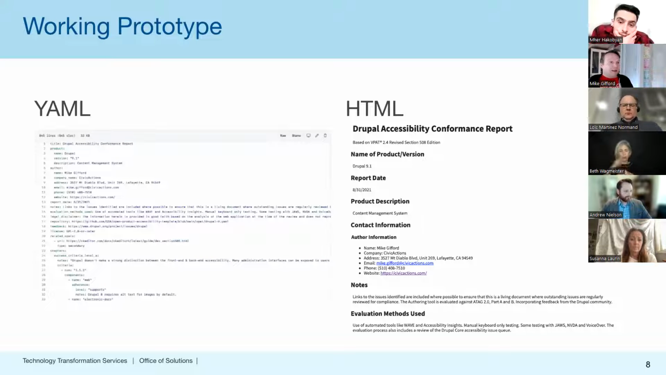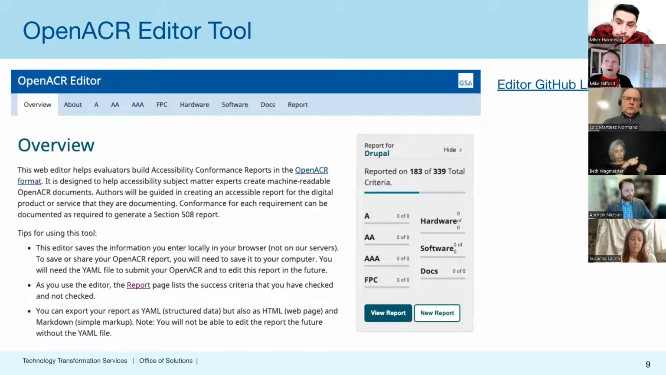So this is a screenshot of a YAML comparison to an HTML comparison. If you look at a report that's generated from OpenACR, it looks very much like a current VPAT report that you've seen. But the YAML document format is just highly structured. It's not that human readable, but it has all that information in a very structured format.